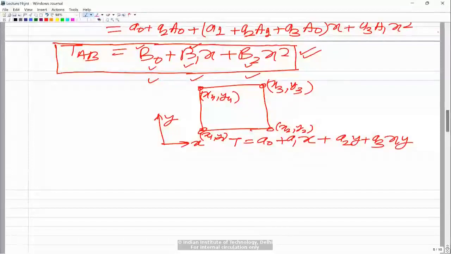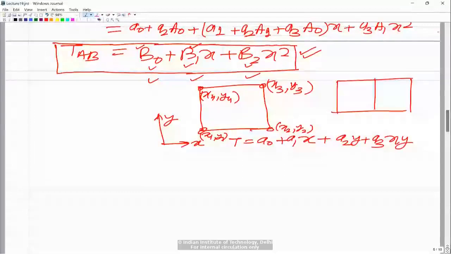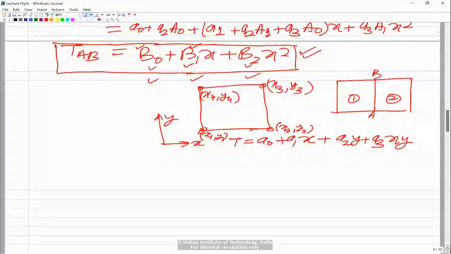And now when we have assembly of these elements, so let us say if I just take two elements, and this is the common edge, this is element 1, this is element 2, this is line AB. So the equation of line AB, if you look at, is simply, in this case, x is equal to constant. So if I write x is equal to constant, say some constant value xc.